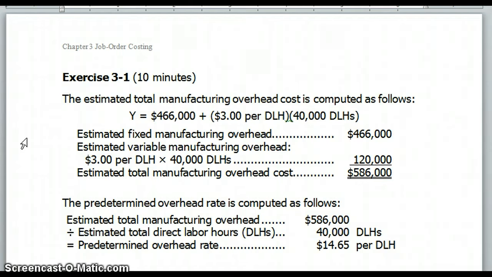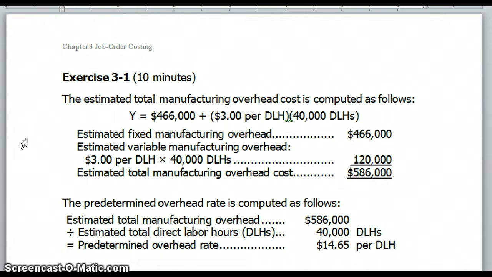In this segment, we are going to discuss the calculation of a predetermined overhead rate. The example we'll use is Exercise 3-1. Exercise 3-1 deals with the Logan Products Company, which computes its predetermined overhead rate annually on the basis of direct labor hours. At the beginning of the year, it estimated that 40,000 direct labor hours would be required for the period's estimated level of production.